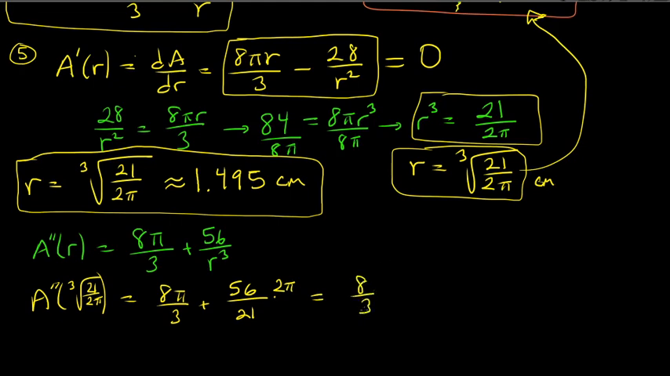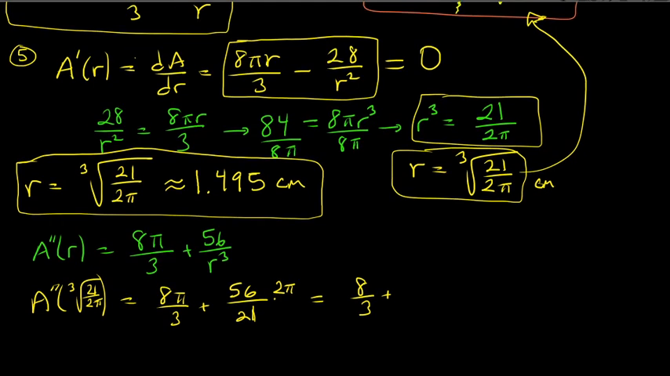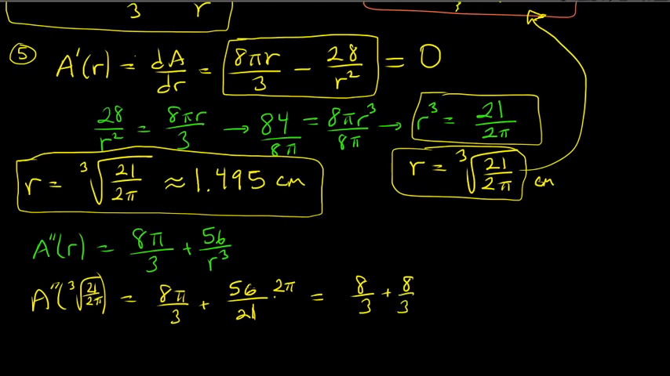So what do we get? We get 8 over 3 times pi plus, this is a 21, right? Yeah. So 56 over 21 is 2 2/3, which is, I think, 8 over 3. Yeah, divide top and bottom by 7, right? So 8 over 3 times 2 pi. So times 2 here. The pi goes on the outside, right? So 16 plus 8 is 24 over 3. So I think that's just 8 pi.